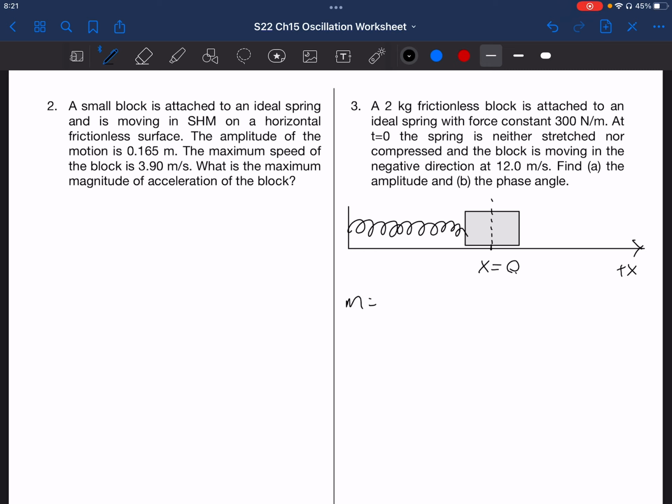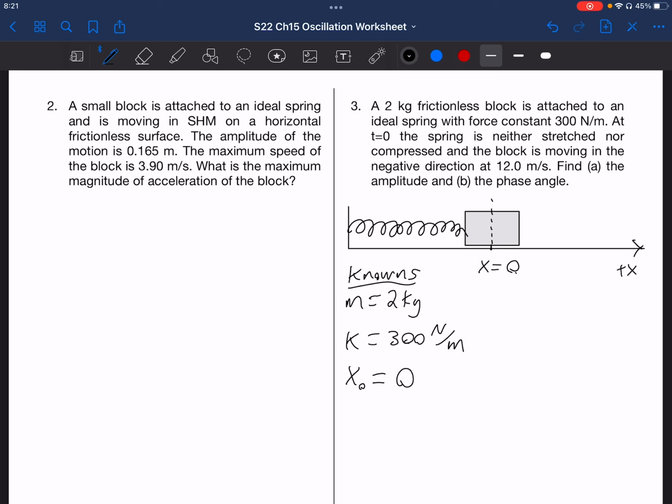They told us the mass of the block is equal to 2 kilograms. They told us the spring constant is 300 newtons per meter, so that's our lowercase k, our spring constant. And they told us something about the initial conditions. At time equals 0, the spring is neither stretched nor compressed. So I'll call that my position at time equals 0. That's the same thing as saying we're at our equilibrium point, which we always define to be x equals 0.